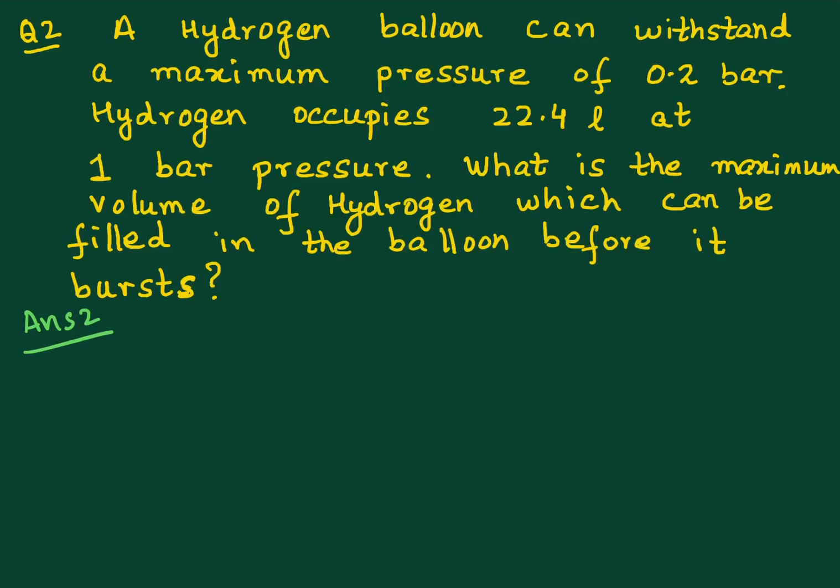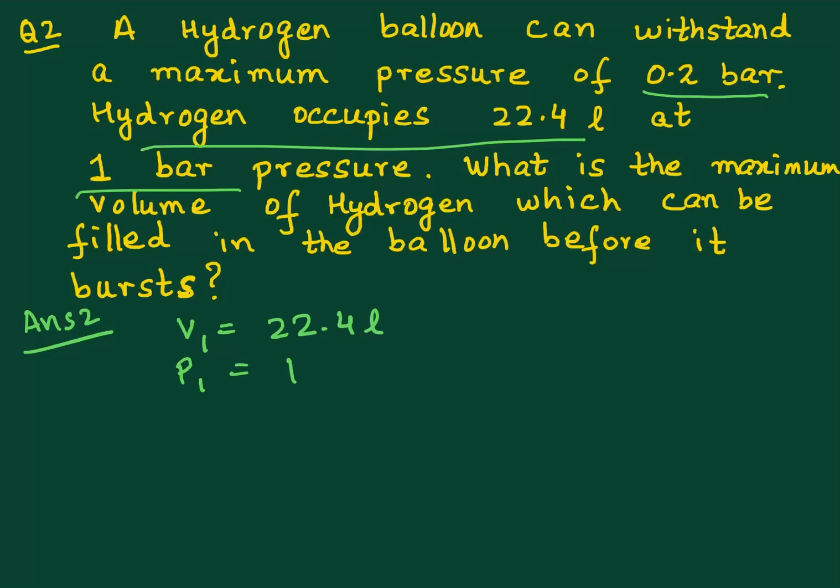It says a hydrogen balloon can withstand a maximum pressure of 0.2 bar. So do I need this value as of now? No. Hydrogen occupies 22.4 liters at 1 bar pressure. Okay, this is an important piece of information. So the hydrogen gas is occupying 22.4 liters at a pressure of 1 bar. Again, it's a hypothetical question, nothing to do with real life. What is the maximum volume of hydrogen which can be filled in the balloon before it bursts? Now, before it bursts means I have to maintain the pressure at maximum.